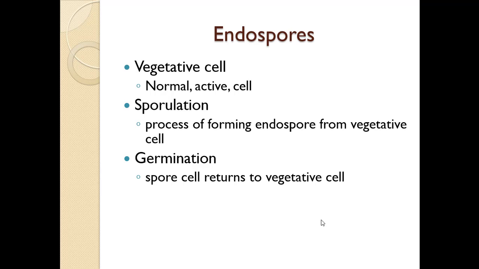So, again, sporulation is the process of forming an endospore from a vegetative cell. So sporulation is like survival, right? Germination is where the bacteria wants to cause germs, and so it returns to a vegetative state. Sporulation is survival. Germination is infection.